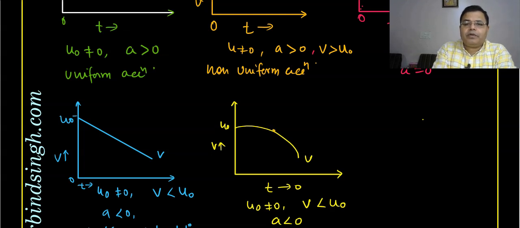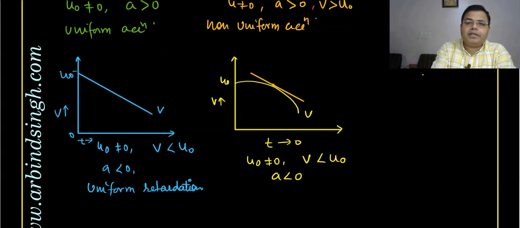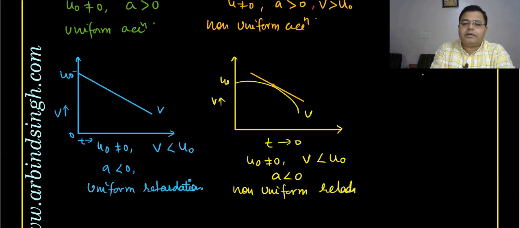At any point here, if you want to find the slope, it will make an angle of more than 90 degrees, and that will be the second quadrant. So tan theta in the second quadrant will be negative. So the slope is negative. If I draw a slope at any point to find the magnitude of acceleration, it will make an obtuse angle, and that will give a negative value. So acceleration is negative, and since velocity is decreasing, this is called non-uniform retardation.